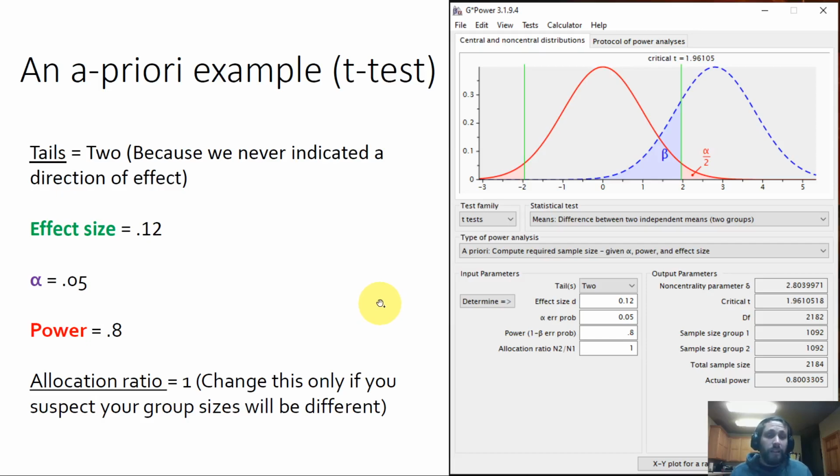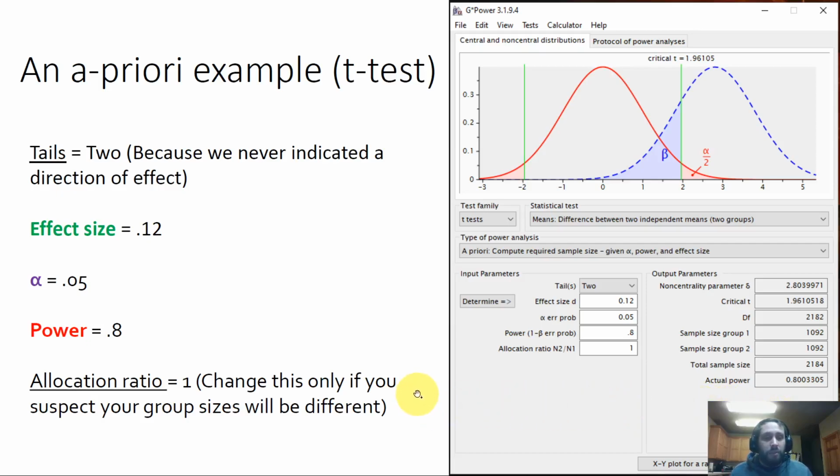And so we determined our effect size D is 0.12. We have an alpha value set at 0.05 and a power level of 0.80 or 0.8. And this allocation ratio, you're not going to change really unless you have reason to believe that your group sizes are going to be different. But you go ahead and you do that, and on the bottom right of it, I think my face is actually covering it right now, is a button that says calculate.